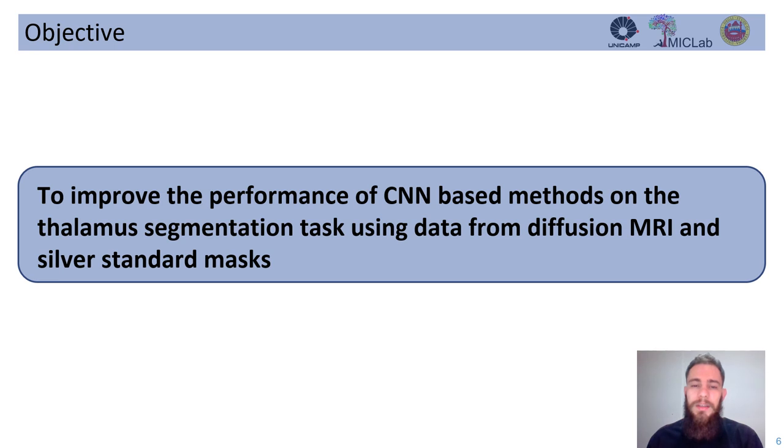So, knowing that QuickNet is trained using only FreeSurfer masks, which are not ideal, and uses only T1-weighted images, the proposal of this work is to improve the performance of CNN-based methods on thalamus segmentation tasks using data from diffusion MRI and silver standard masks.